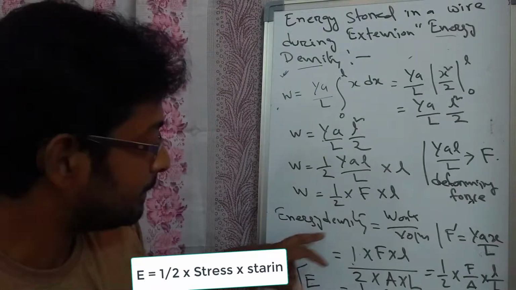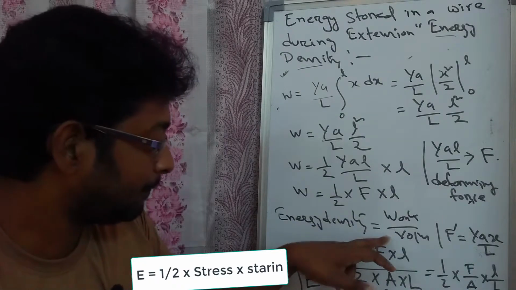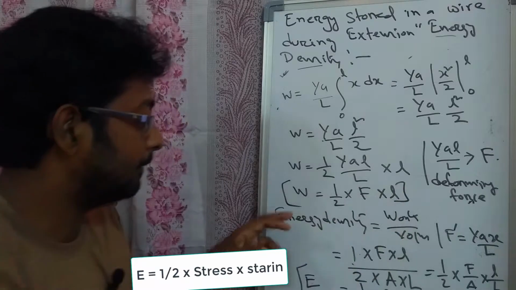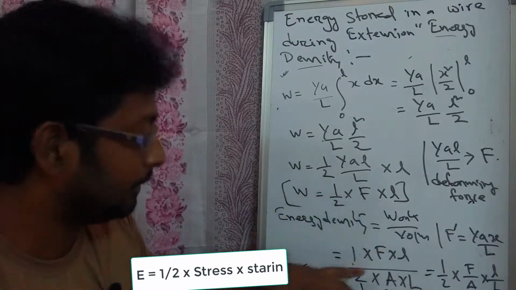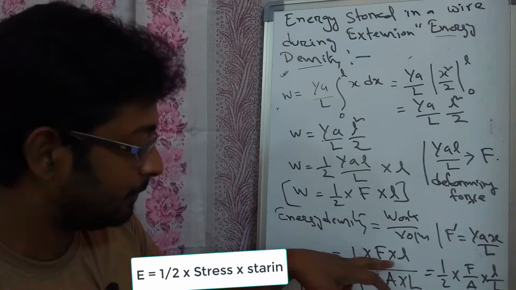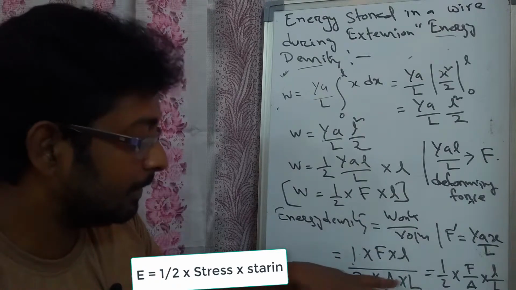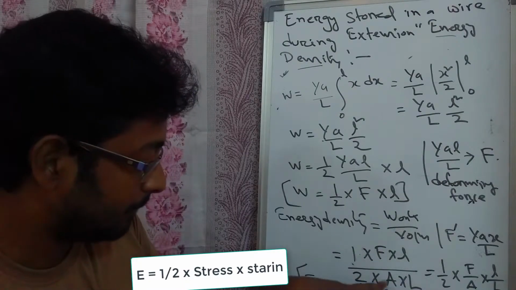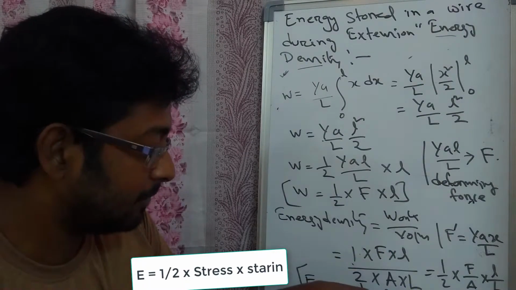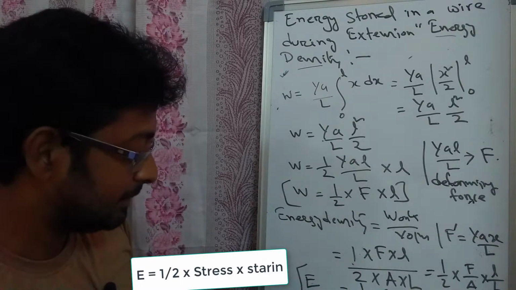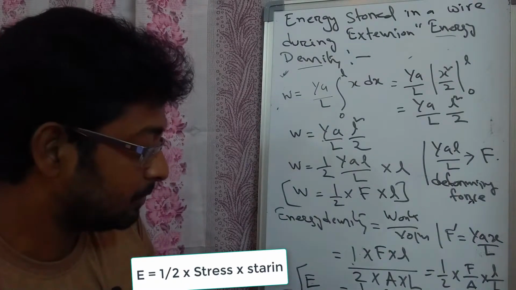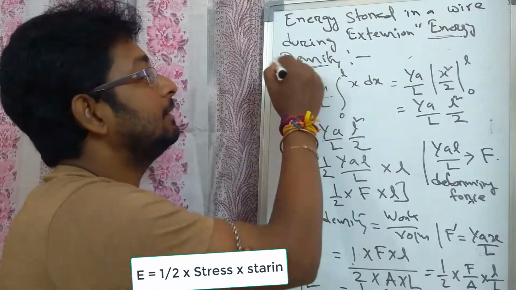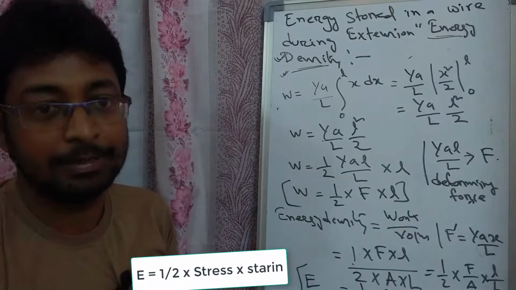You see, energy density means work done per change in volume. The work done we calculated is W equals half F into l. And what is the volume? Volume is the area into length. So I can simplify half F by A. We know that F by A means stress and change in length by original length is the strain. So what is my energy density? Energy density is half into stress into strain. This is the formula for energy density when it is an extended case.